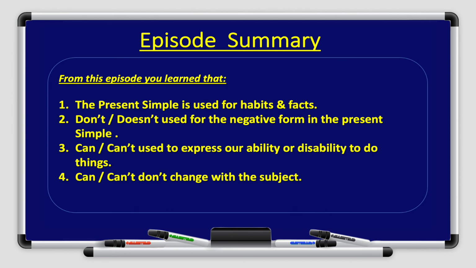At the end of this episode, you have learned that the present simple is used for habits and facts. Don't or doesn't is used for the negative form in the present simple. Can or cannot is used to express our ability or disability for things. Can and cannot don't change with the subject.